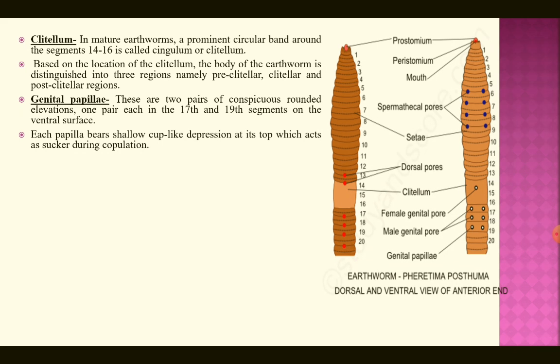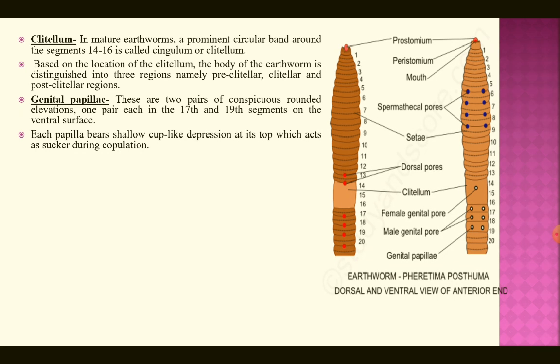Now the position of the clitellum varies from one species to the other. Here, in the case of Pheretima posthuma, the clitellum consists of segments 14, 15 and 16. In other species it may be made up of 15, 16 and 17, or it may include 14 to 17. So it varies from species to species.